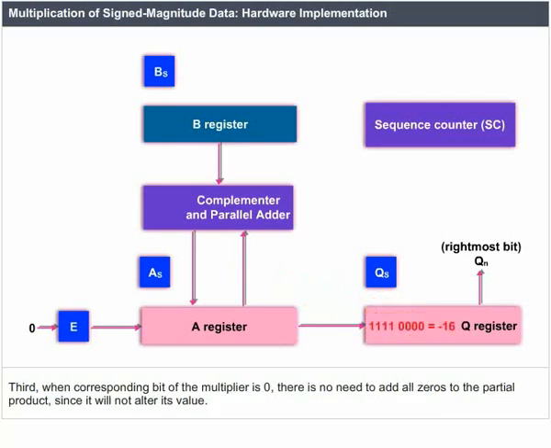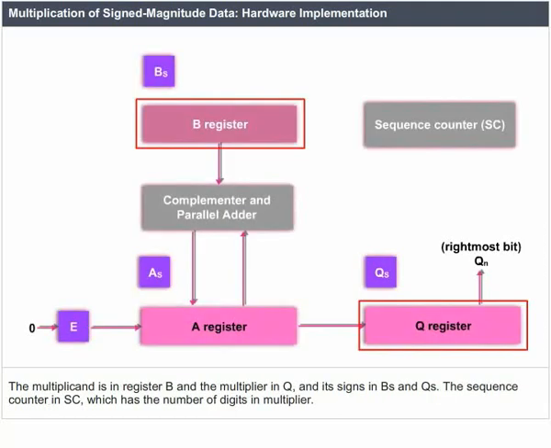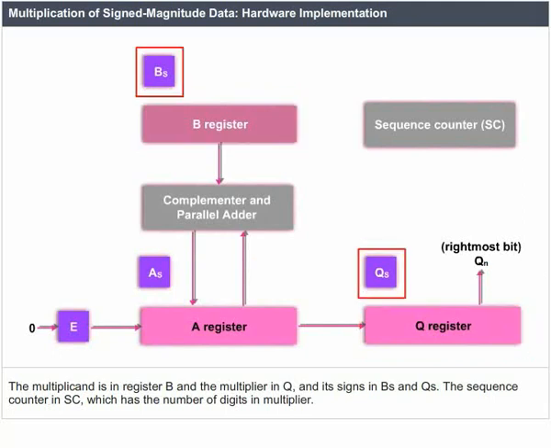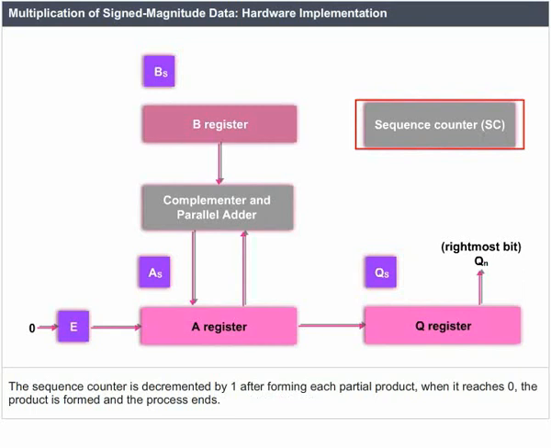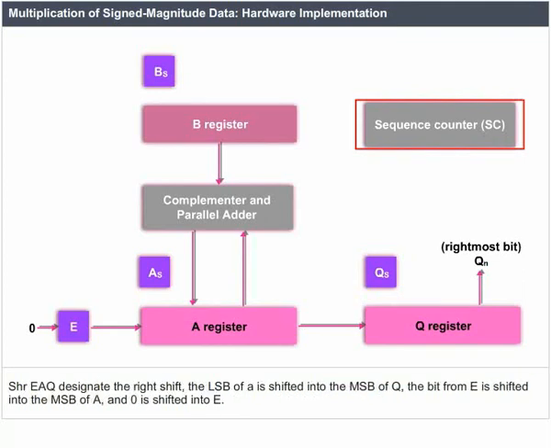Third, when the corresponding bit of the multiplier is 0, there is no need to add all zeros to the partial product since it will not alter its value. The multiplicand is in register B and the multiplier in Q, and their signs in BS and QS. The sequence counter in SC has the number of digits in the multiplier. The sequence counter is decremented by 1 after forming each partial product. When it reaches 0, the product is formed and the process ends.